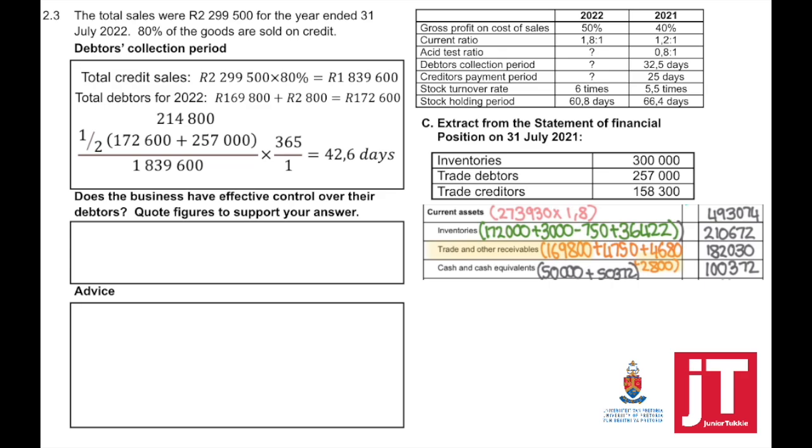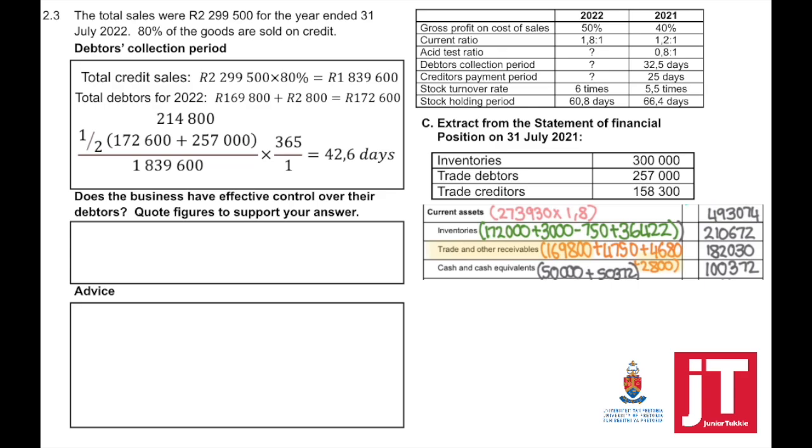Now we can calculate our debtors collection period by taking your average debtors, which means the beginning plus the end, divided by 2. End of last year was 257,000, and this year 172,600. If we take 214,800 divided by the credit sales, 1,839,600, it means that the number of days is 42.6 days.